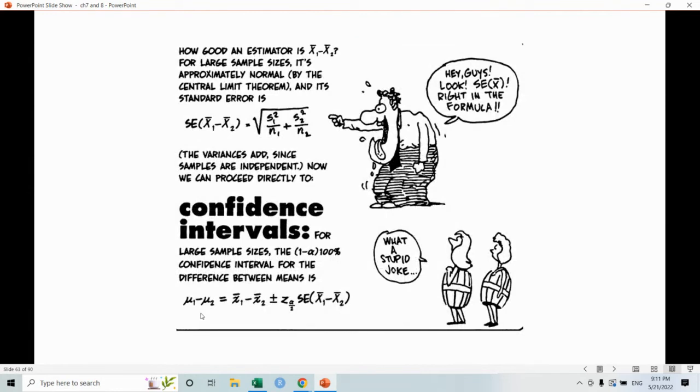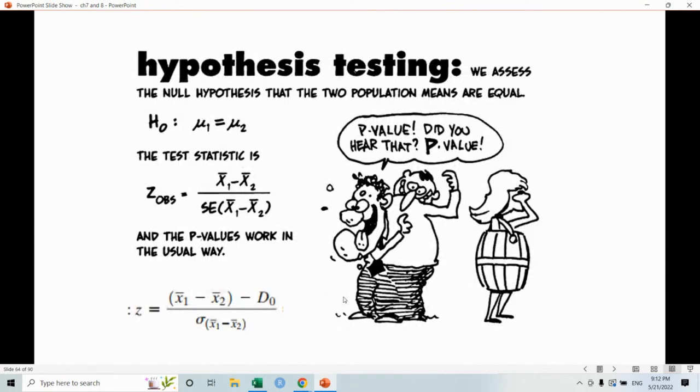How good an estimator is x bar 1 minus x bar 2? For large sample sizes, it's approximately normal by the central limit theorem, and its standard error is calculated based on this formula. So the variances add, since samples are independent. Now we can proceed directly to confidence intervals. For large sample sizes, 1 minus alpha is equal to 100%. The confidence interval for the difference between means is basically just take the difference of the means, and the standard error, and find the z-value for alpha divided by 2, and you come up with the confidence interval. I'll do this in a second.